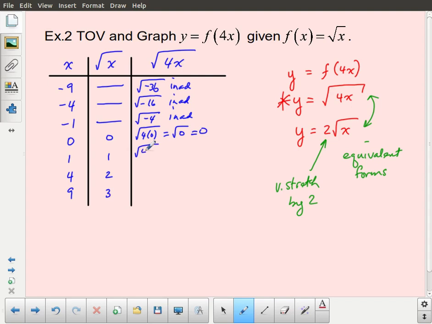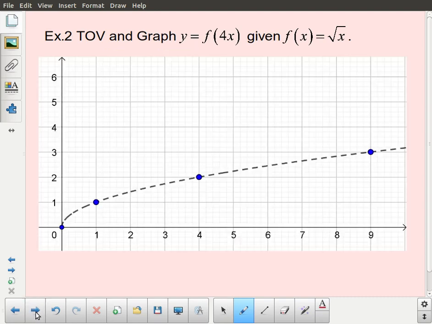What is the square root of 4 times 1? Well, that's equal to the square root of 4, which is equal to 2. The square root of 4 times 4, remember we're multiplying by the x values here, not by these y values, by these x values. That's the square root of 16, which is equal to 4. And the square root of 4 times 9 is equal to the square root of 36, which is equal to 6. So for my x coordinates 0, 1, 4, 9, I end up with y coordinates 0, 2, 4, 6. And let's see how that compares to the parent function.